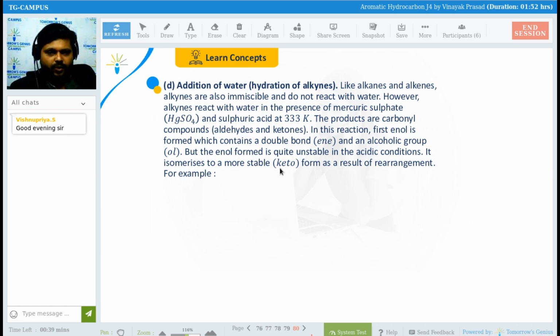Now, addition of water to alkynes. Just give me a moment. I am first assigning you the class assessment. Then we will be looking ahead.